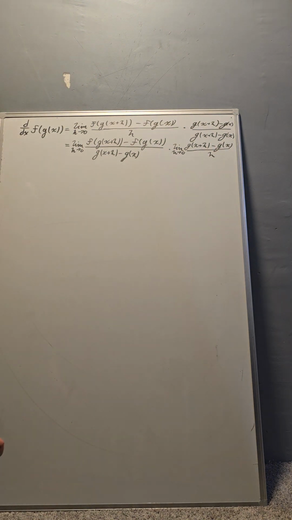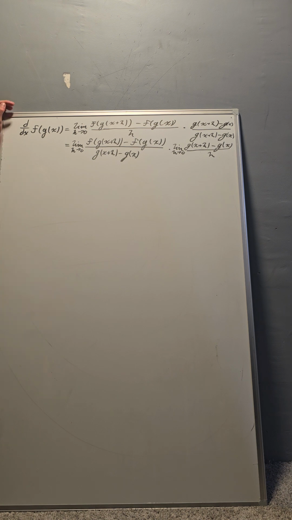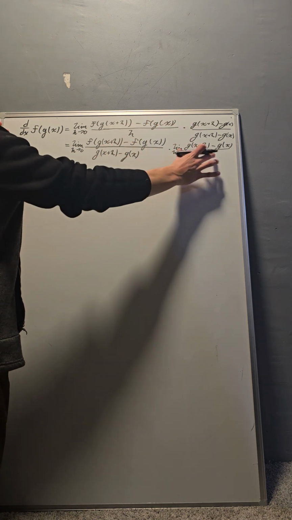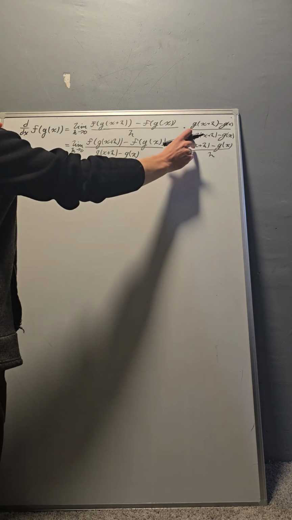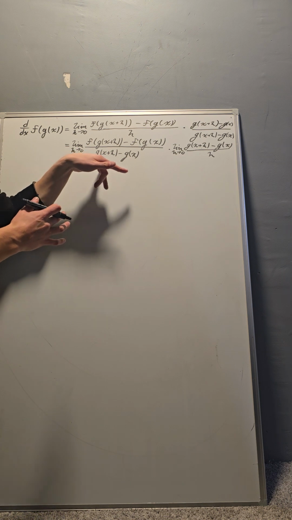Okay, so now that we've done that, what can we do here? So why did we do this in the first place? What we did is we manipulated it so that we pulled out a g prime term. This is going to be the derivative of g of x. That's what we wanted. We wanted to remove something so that we could take this.